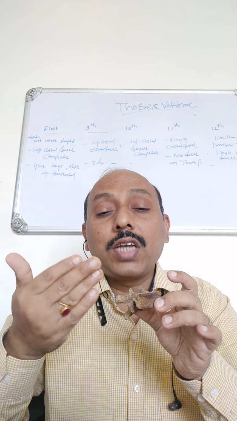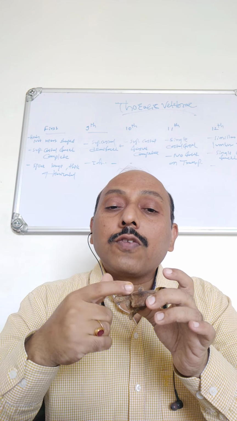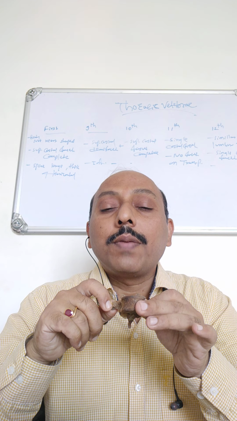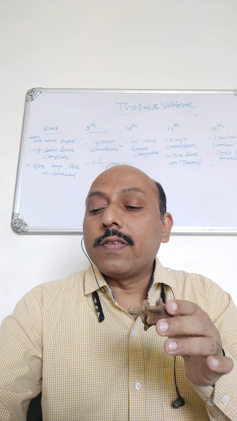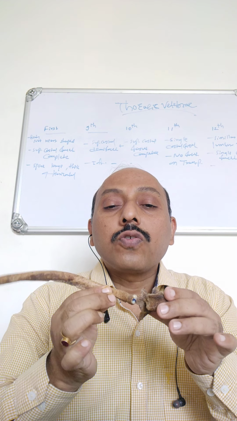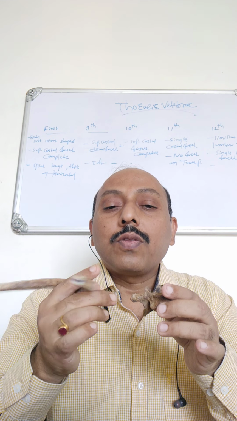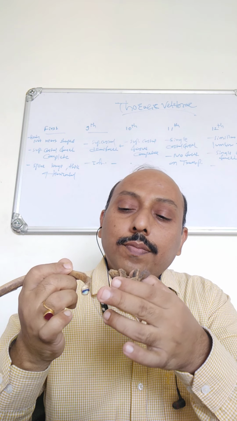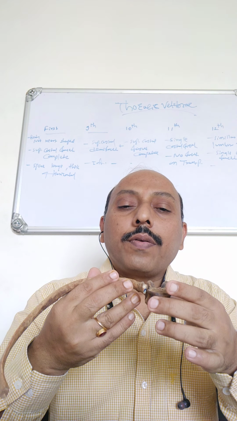The superior demifacet is large compared with the inferior, and it articulates with the corresponding rib to form the costovertebral joint. This is the costovertebral joint here, and this is the costotransverse joint. The facet on the transverse process articulates with the tubercle present behind the neck of the rib. So it is a costotransverse joint.